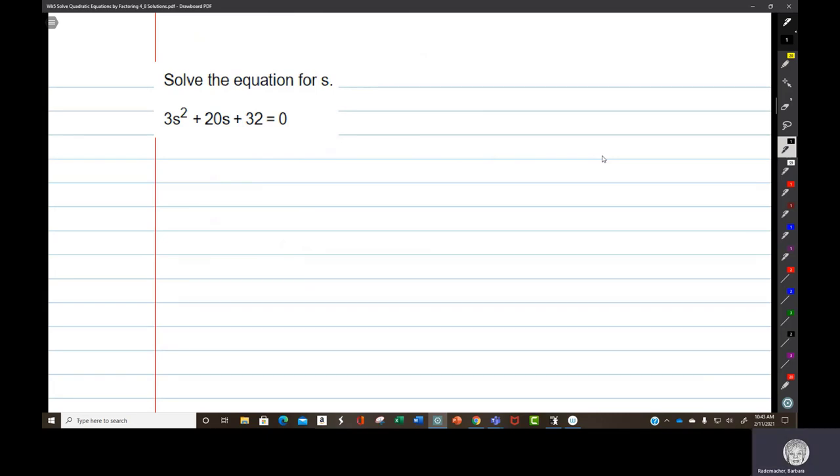Okay, here is a quadratic trinomial, but the leading coefficient is not 1. That means we're going to have to use the AC method and then grouping. So let's do that.